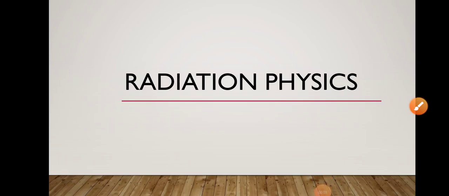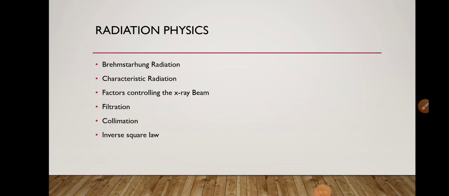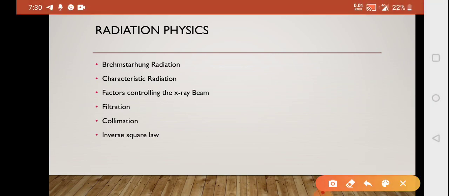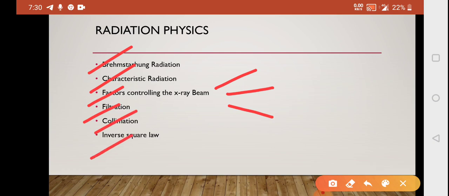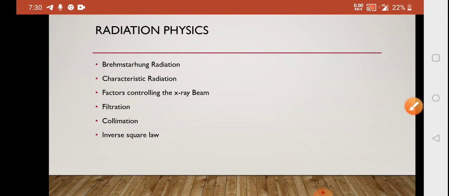Hello guys, so let's continue with the radiation physics part. In radiation physics, we'll be dealing today with Bremsstrahlung radiation, characteristic radiation, factors that are affecting the X-ray beam, that includes your exposure time, your kVp and your milliampere, that is current, and filtration and collimation and inverse square law. So all these things we'll be discussing in today's part.